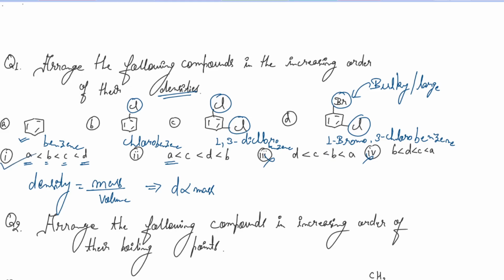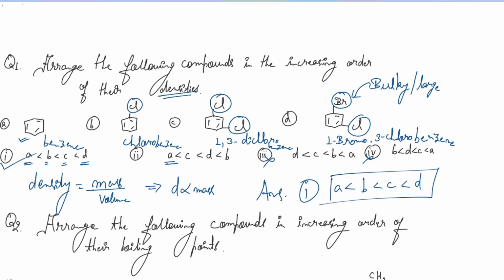So the first option is the correct answer: A is less than B, B is less than C, and C is less than D. The mass of D will be the highest. So this is the first question based on density.